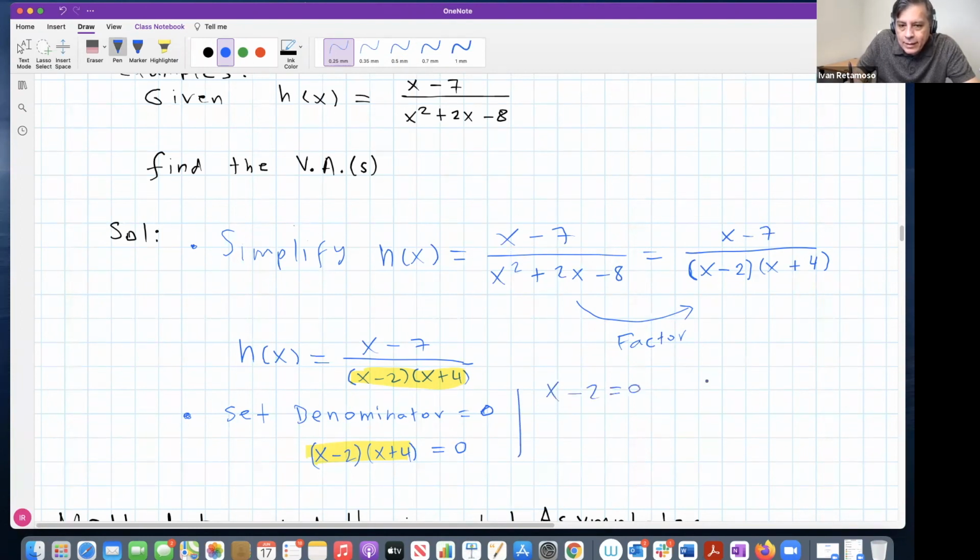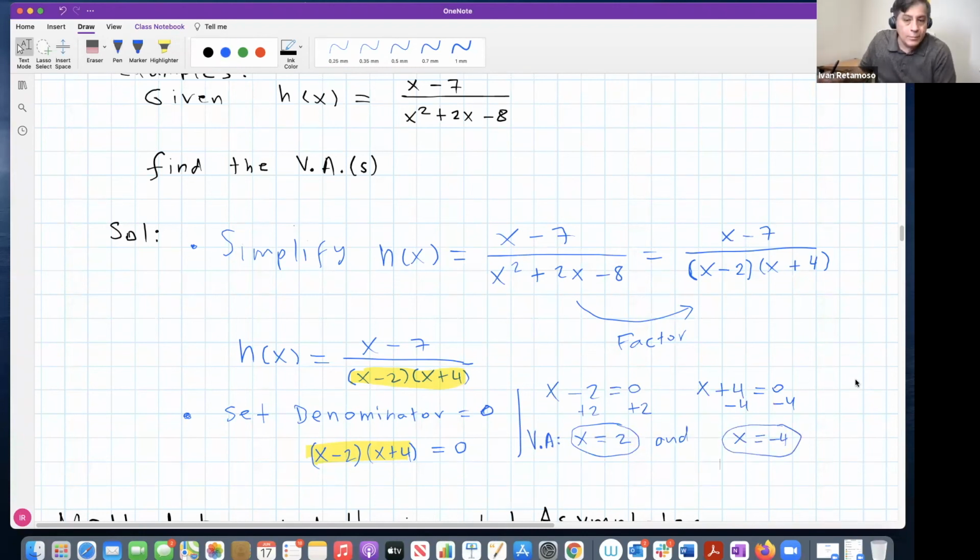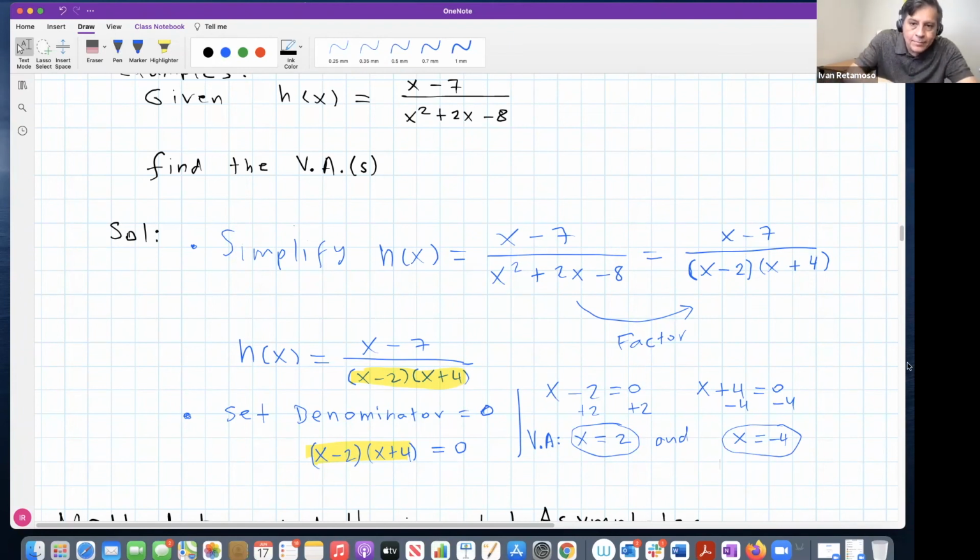Set each factor containing the variable equal to 0. From there, you will get that x is equal to 2. It's going to be the first vertical asymptote. But together with this, there is another one here, x equal -4, the second vertical asymptote. Two vertical asymptotes, Professor? Yes, guys, two vertical asymptotes. You want to see it?